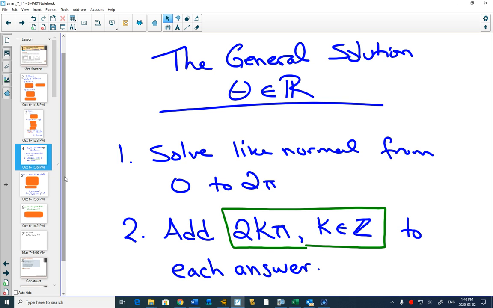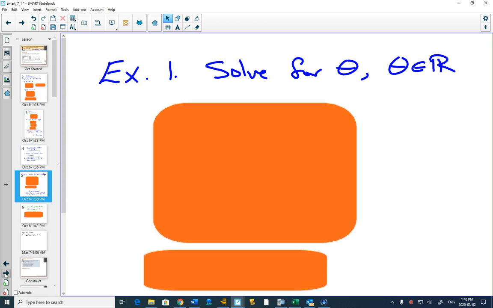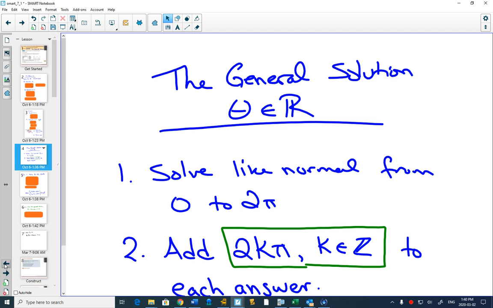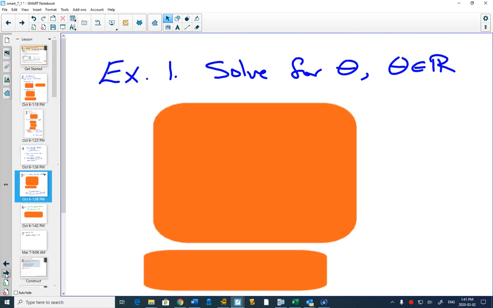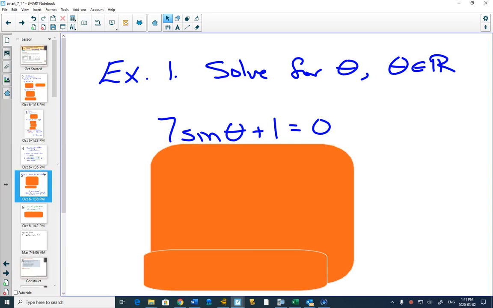So I'd like you to put an X through example number 1. And instead, we're going to write this example. Let me know when you're done. So we're going to write this example instead: 7 sine theta plus 1 equals 0. And now it's a general solution instead of a regular solution.